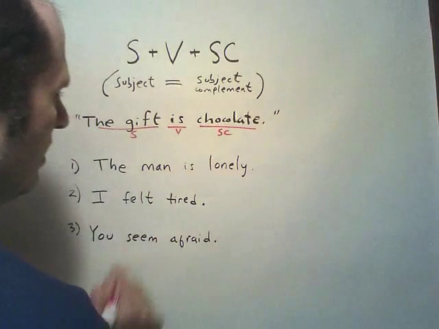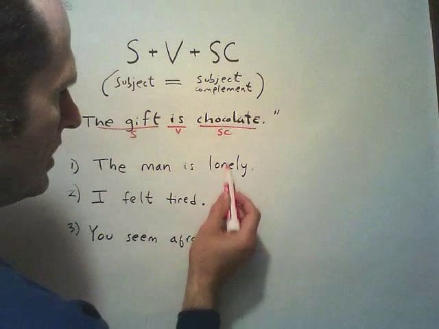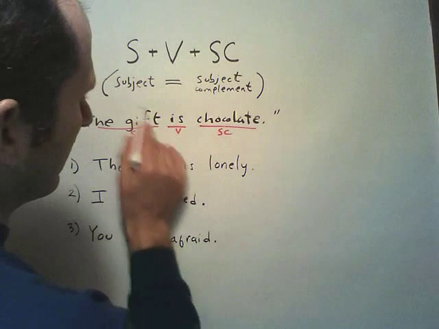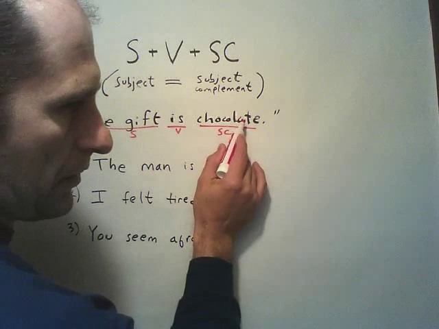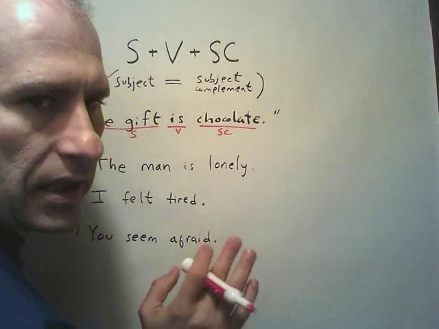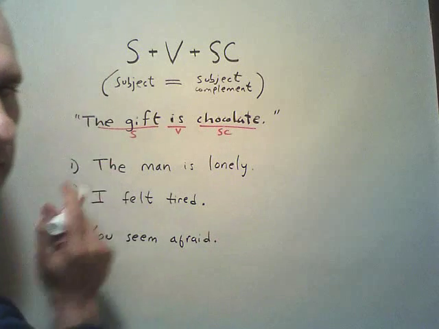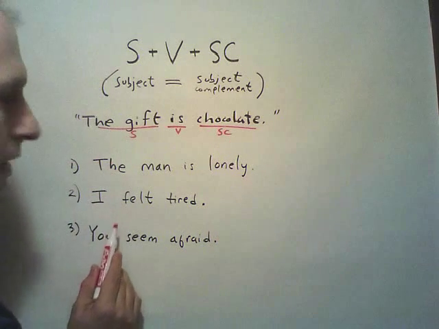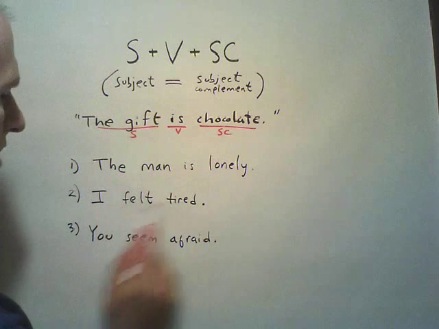But what about this? We don't think in terms of this. We can see it as a thing. So we have a thing equals a thing. I don't necessarily want you to think in those terms though, because take a look at these three I have here. The man is lonely. I felt tired. You seem afraid.